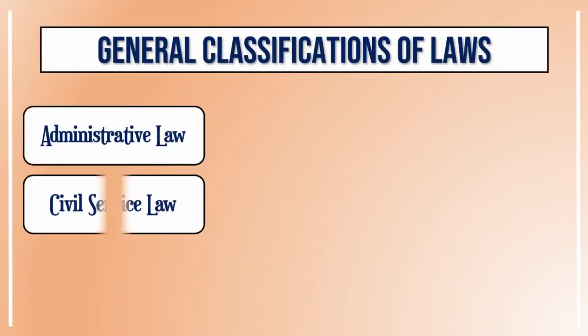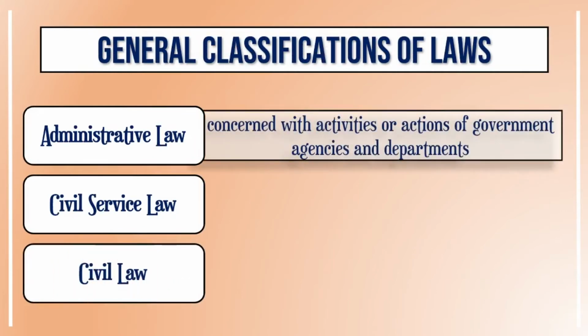General classification of laws. Administrative law is concerned with activities or actions of government agencies and departments. Example: the law relating to public health, education, housing, and other public services could logically be regarded as part of the corpus of administrative law.